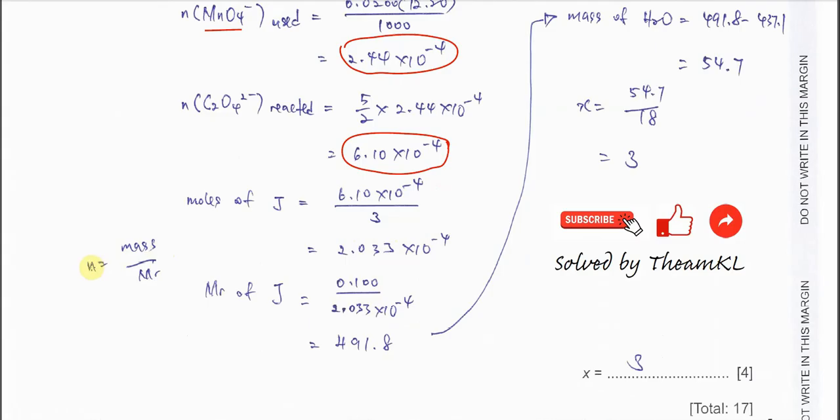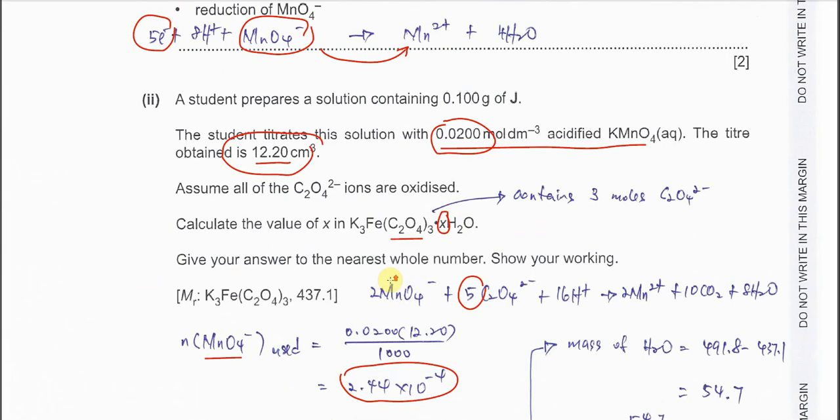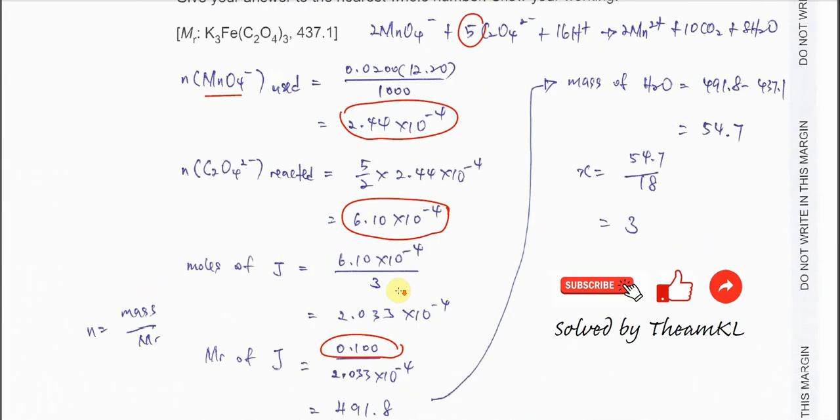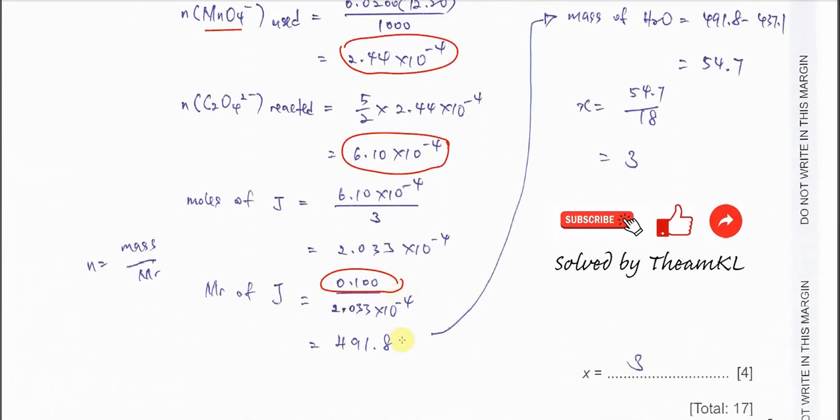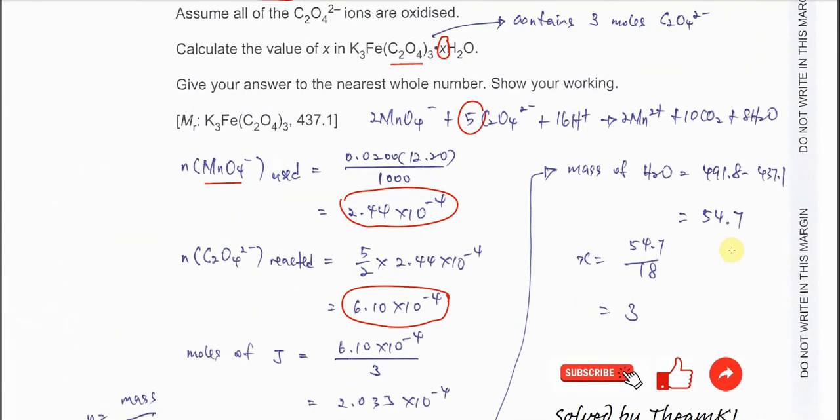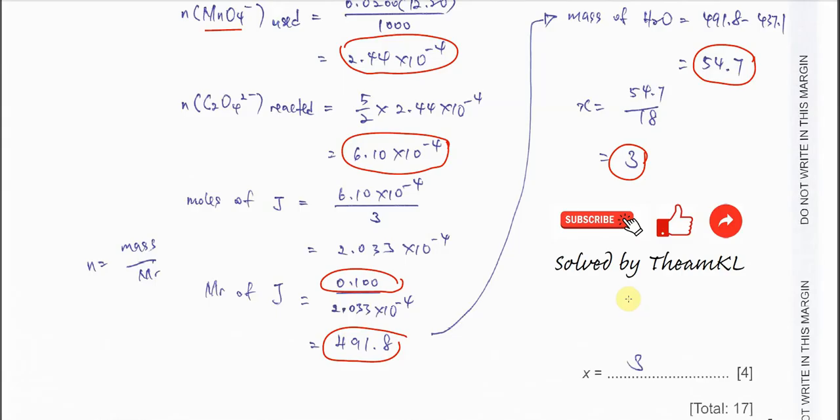Mole equals mass over molar mass. If you want to find the molar mass, use mass over mole. The mass 0.1 is given initially, this is the mass of J. So 0.1 over the moles of J, you should get 491.8. After that, you use this value minus the anhydrous one. The anhydrous salt is already given, so you use 491.8 minus the anhydrous, and the remainder is all water. Divide by 18, and you get 3. So the X number is 3. That's all. Thank you.